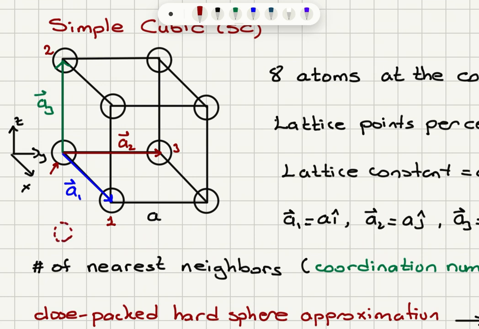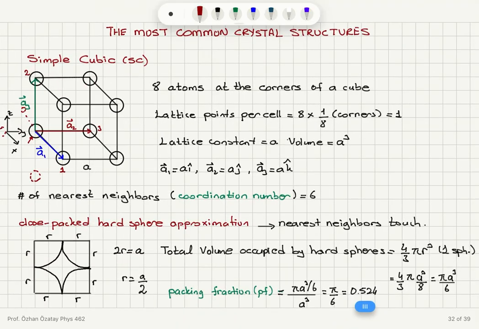So there would be another atom here that would be one of the nearest neighbors, another atom here, and another atom at the back that would be another nearest neighbor. So I find that the total number of nearest neighbors is 6. The number of nearest neighbors we call the coordination number. Using the close-packed hard sphere approximation, we're assuming that these atoms are hard spheres and that the nearest neighbors are actually touching each other.